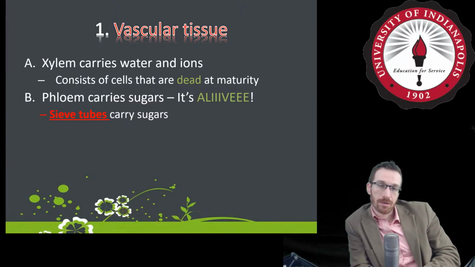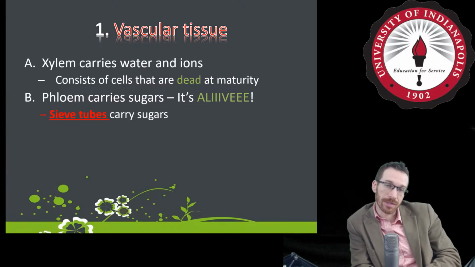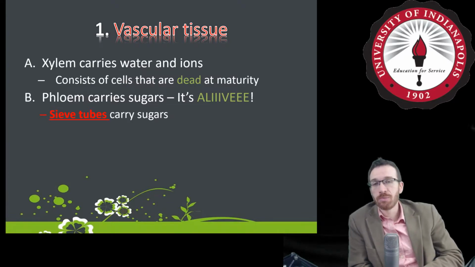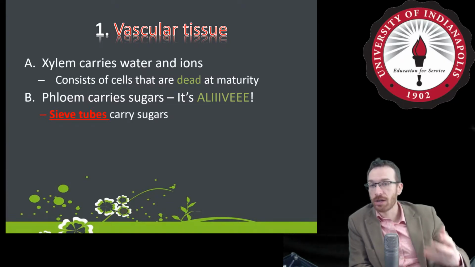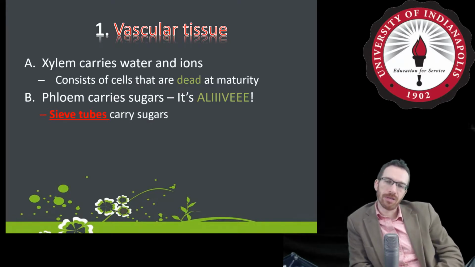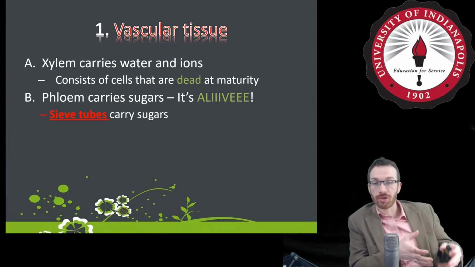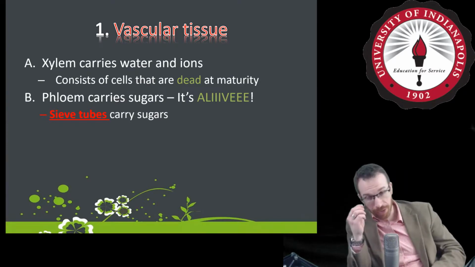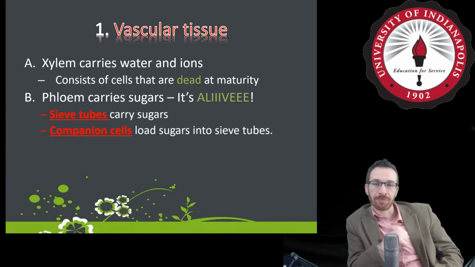Phloem basically has two main types of cells. One is the sieve tube cells. The sieve tube cells are going to be actively carrying sugars through the plant. And there are going to be cells that are loading those sugars into the sieve tube cells. Those are called the companion cells.